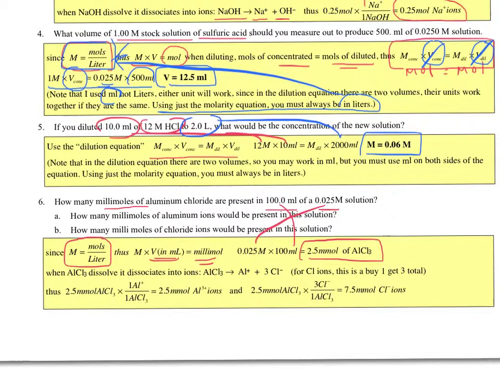Now, we'd like to know how many ions of each one, again remembering that when aluminum chloride dissolves, it breaks up into 1 aluminum and 3 chlorines, or chlorides, I should say. This is like a buy one, get 3 chloride ions. Of course, there's 4 ions total. So if we know that we have 2.5 millimoles of the chemical, that will be 2.5 millimoles of aluminum, but times 3 for chlorine, resulting in 7.5 millimoles of chloride. There you go.